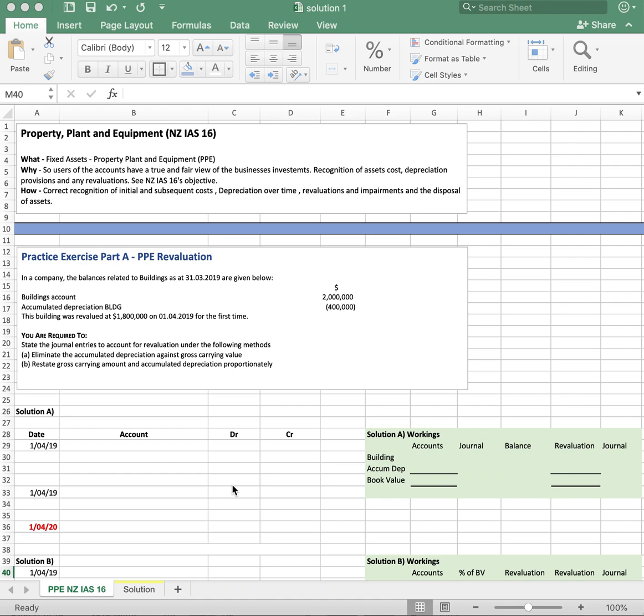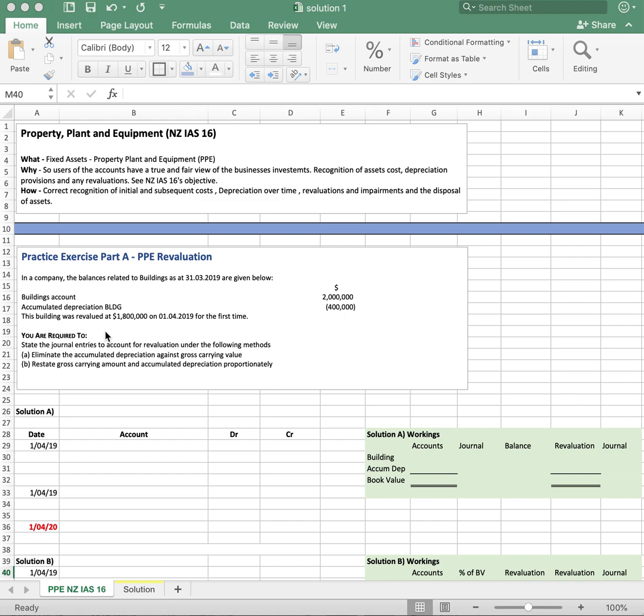This is practice exercise part A. There's a company with some buildings, and the book value as at the 31st of March 2019. It's always key to pick up the right dates, so it's the end of the 2019 year. The building account is 2 million, that's what you paid for it. The accumulated depreciation is 400,000, so we'll have a book value of exactly 1.6 million.